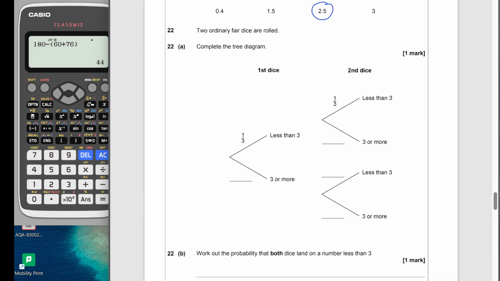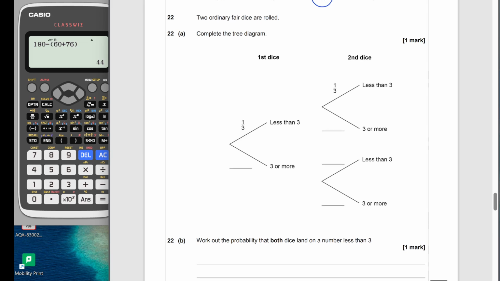Okay, question 22. Two ordinary fair dice are rolled. Complete the tree diagram. So our probabilities aren't going to change. So we've got 1/3 here, it'd be 2/3 here, 2/3 here, 1/3 here, and 2/3 here. I really like these questions. Tends to be nice, straightforward one mark.